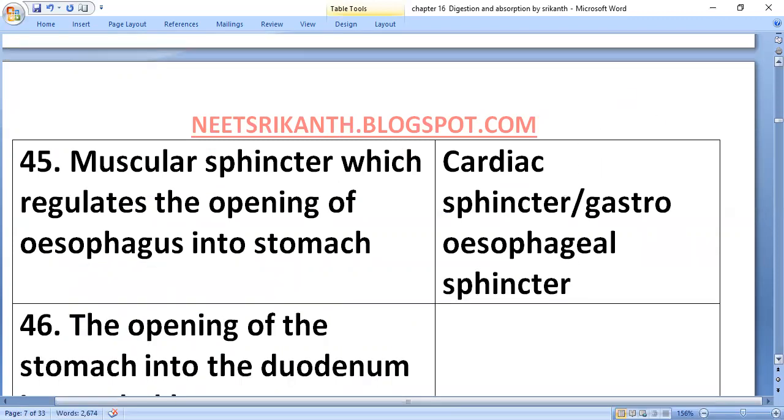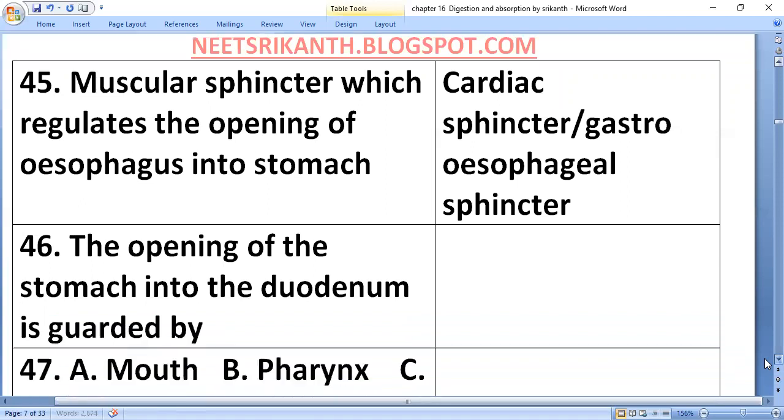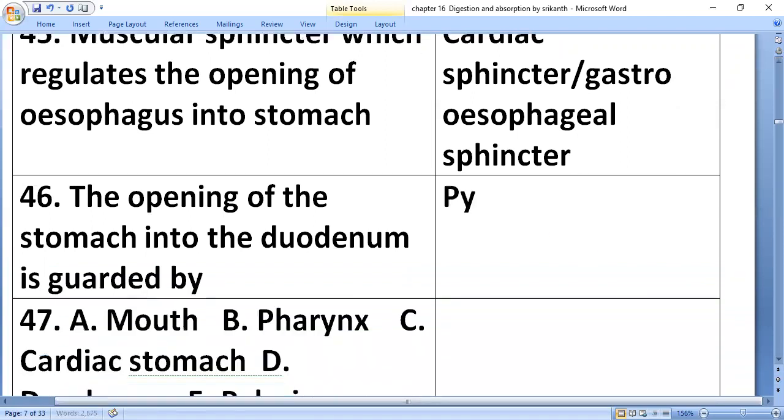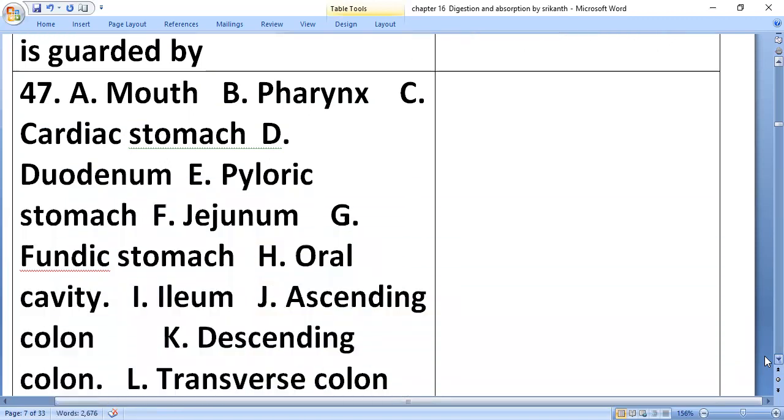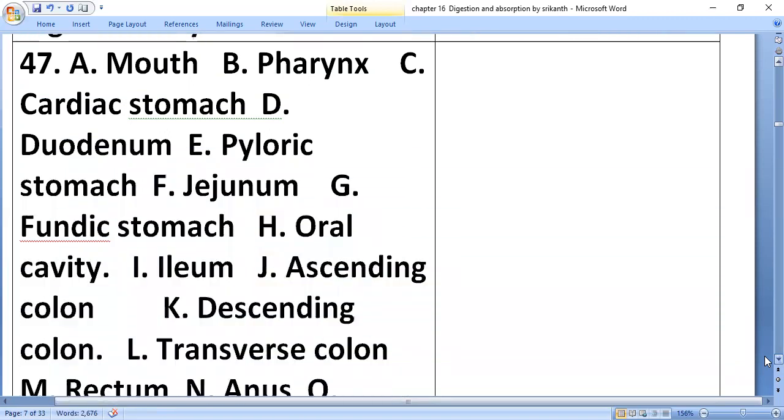The opening of the stomach into the duodenum is guarded by the pyloric sphincter. Then: A, mouth; B, pharynx; C, cardiac stomach; D, duodenum; and E, pyloric stomach.